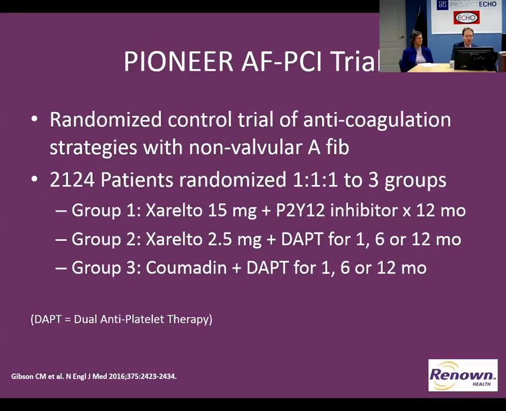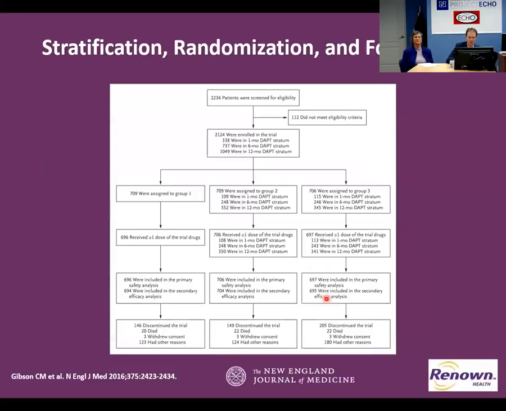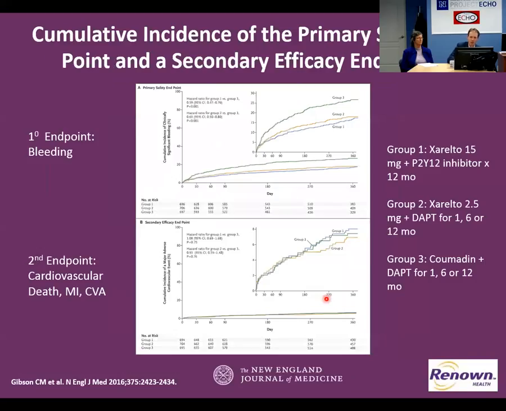And low dose Xarelto, which they use in Europe, and I referenced ATLAS and COMPASS where they use these doses of Xarelto, plus dual antiplatelet therapy for 1, 6, or 12 months. And that was group 2. And it was sort of up to the discretion of the treating clinician, whether they would go 1, 6, or 12. And then group 3 was Coumadin plus dual antiplatelet therapy for 1, 6, or 12 months. So those are the 3 groups. Okay, so here's the randomization scheme for reference.